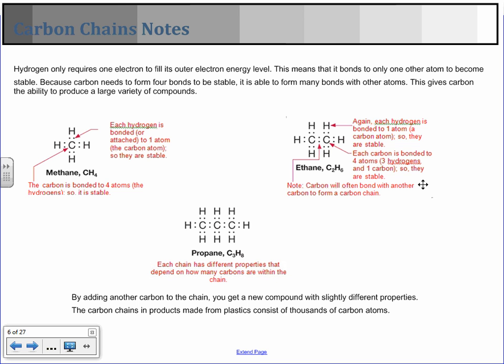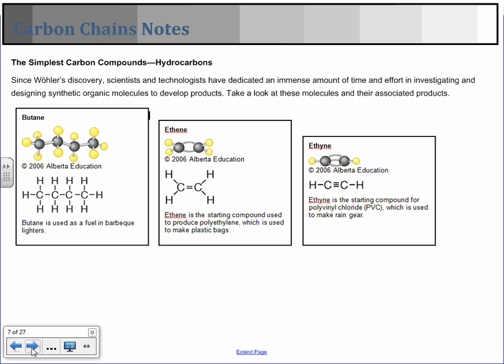Note here that carbon will often bond with another carbon to form a carbon chain. Compare this again to propane, where each chain has different properties that depend on how many carbons are within that chain. So here we've got 3. This middle carbon here is attached to 2 hydrogens. By adding other carbons to the chain, you get a new compound with slightly different properties. The carbon chains made for plastics consist of thousands of carbon atoms.